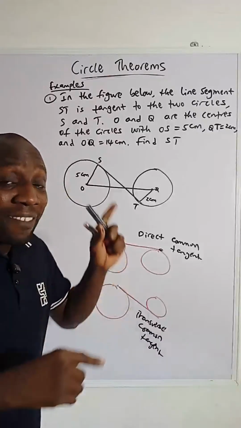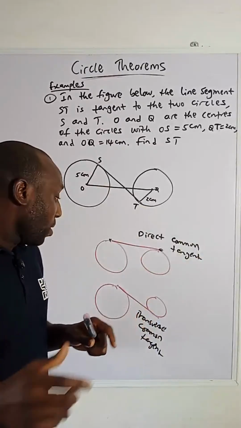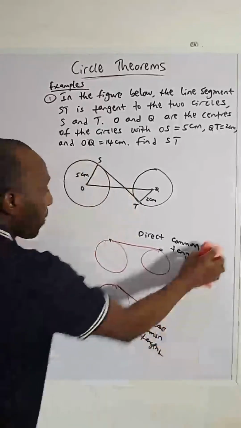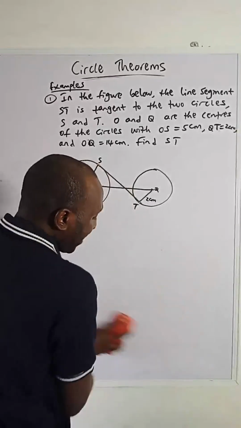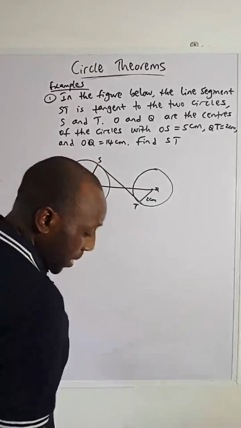Is that okay? Because if you cannot identify the type of tangent, you're not able to use that formula that I gave you before. One is for direct, the other is for transverse. So you need to know how to identify the tangent. It's very, very important. Like I told you, I said I was going to show you different ways you can actually do this. And I'm going to keep to my word.